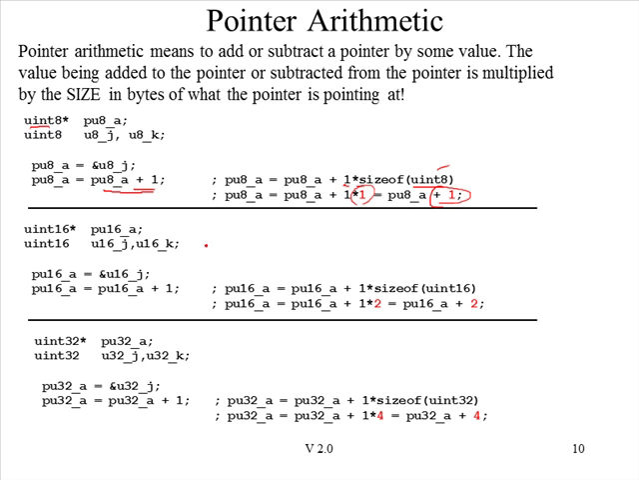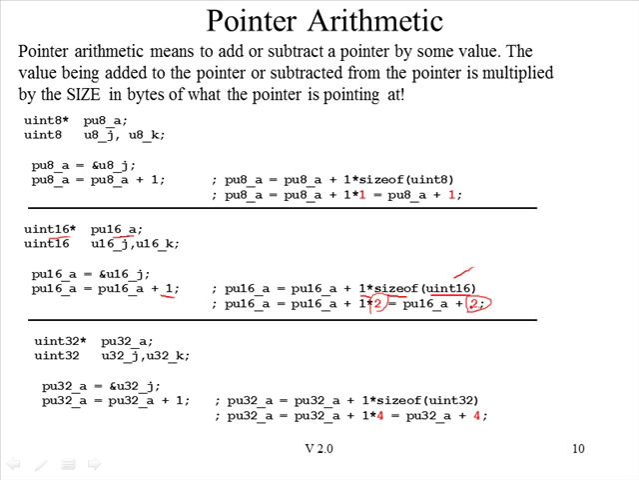What about for a 16-bit data type? Here we have A as a pointer to a 16-bit data type. If we increment it by 1 in C code, what is actually going to happen is we're going to take that 1 and multiply it by the size of a UN16 data type in bytes. A 16-bit data type is 2 bytes, so we're actually incrementing that pointer value by 2.